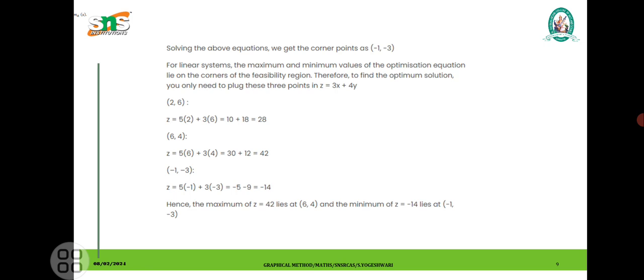Hence the maximum of z is equal to 42, because we want to know the answer for maximum z. So the values lie between these three values. The maximum value is 42, which lies at 6 comma 4, and the minimum of z is equal to minus 14, which lies at minus 1 comma minus 3. This is the graphical method to find the optimal solution.